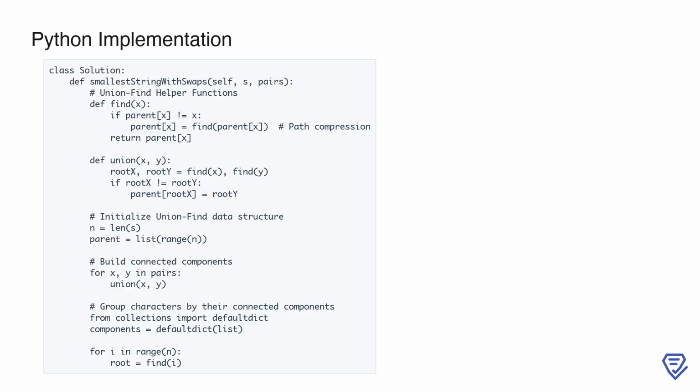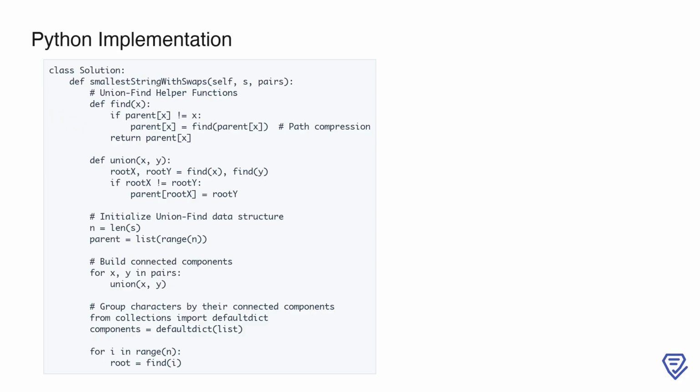Next, we initialize the union find structure. Since each character in the string is initially its own component, we create a parent list where each index is its own parent. Then, we use the given pairs to build connected components. For each pair, x, y, we call the union function to link the two indices, ensuring that all indices in the same connected component are grouped together.